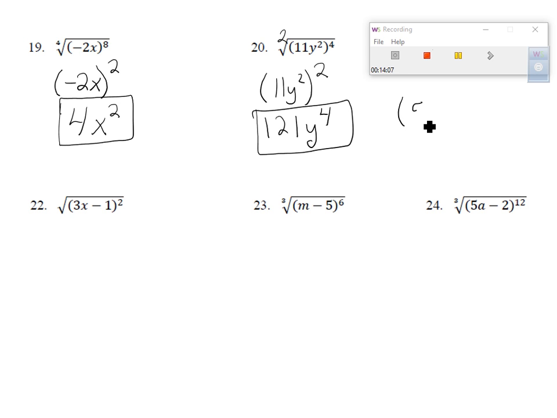Go ahead and write down your quantity of 5a squared and a b. 6 divided by 3 is 2. Now let's simplify this. 5 squared becomes 25. A to the 4th, b squared. Okay. On number 22, go ahead and write down your quantity again. 3x minus 1. 2 divided by 2 is 1. So my answer, 3x minus 1.